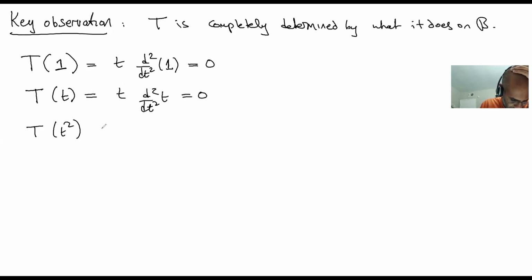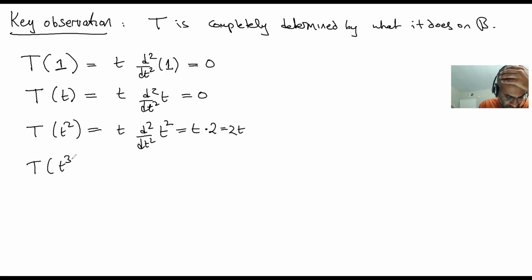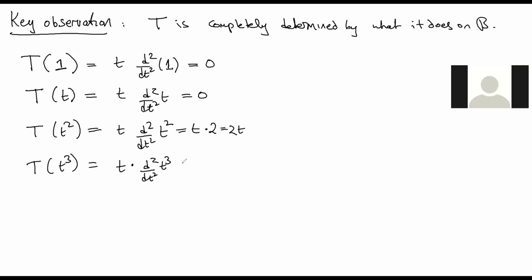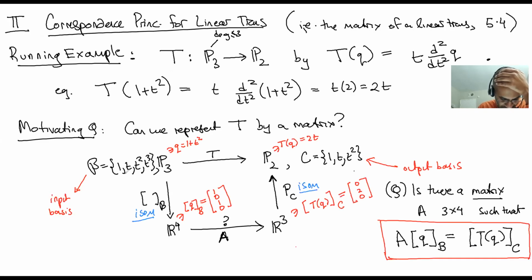T of t squared is the second derivative of t squared. And now something interesting happens. Anybody see what this is? What's the second derivative of t squared? 2. So it's 2. And now T of t cubed. What's that? 6t. Yeah, so it's the second derivative of t cubed, which is 3 times 2 times t. So it's 6t. Okay. So now we figured out what T does on this basis B, the input basis.